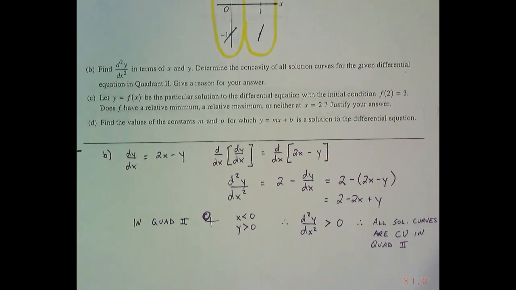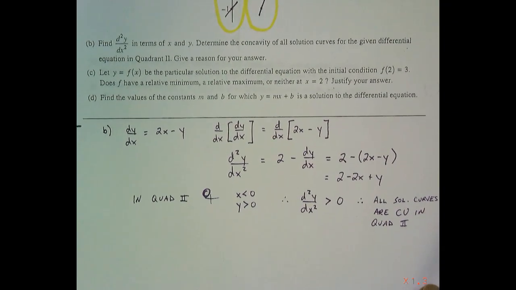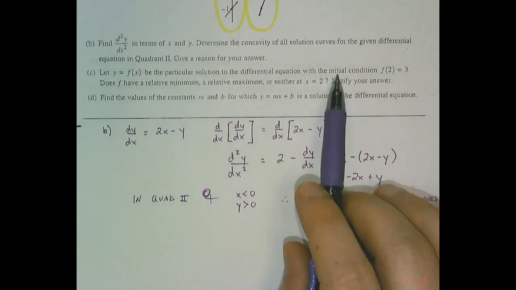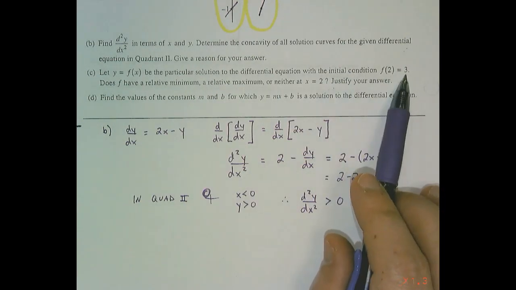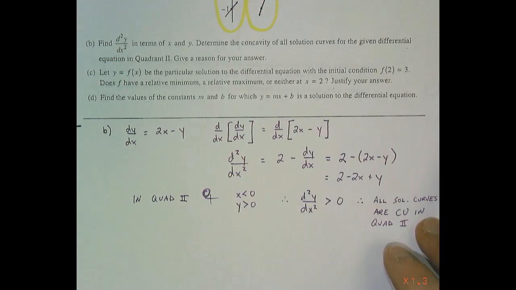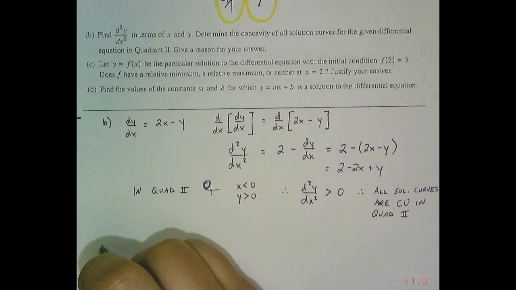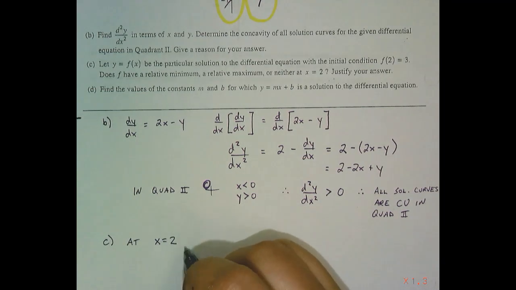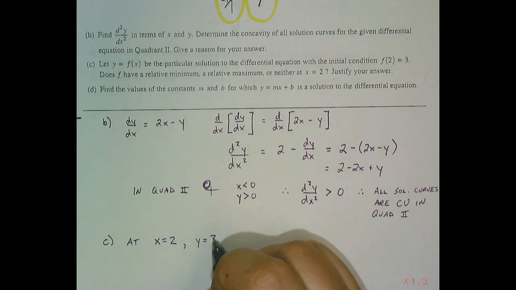All right. Moving on to part C. Let y be the particular solution with this initial condition. Does f have a relative min, relative max, or neither at x equals 2? So at x equals 2, y is 3, because that's given to us.